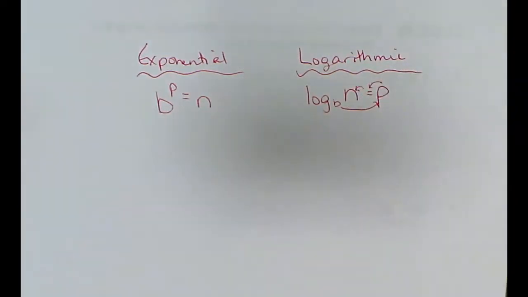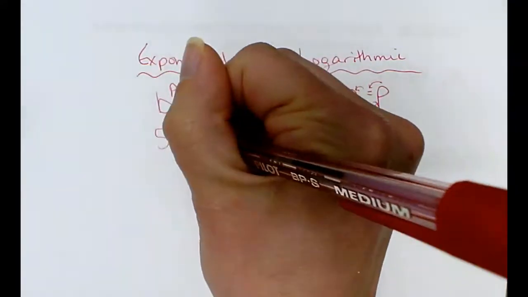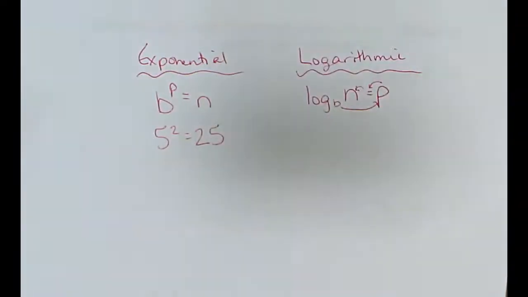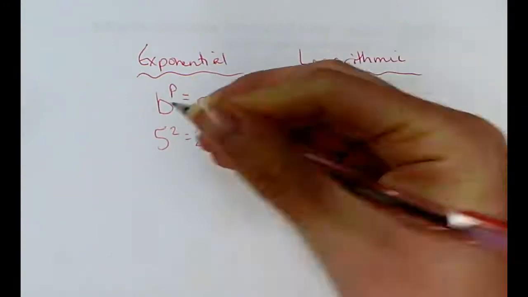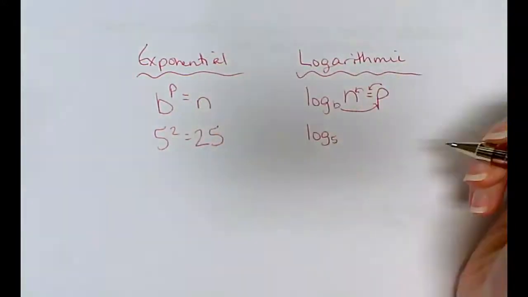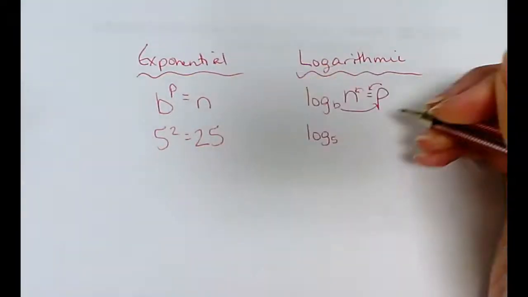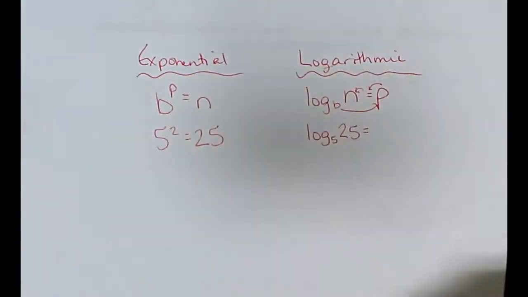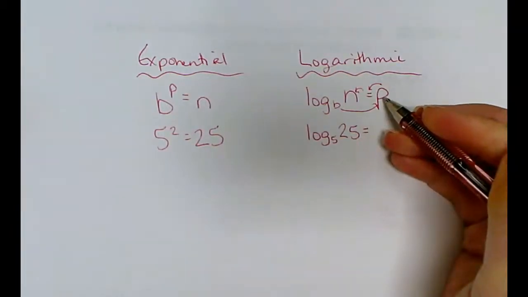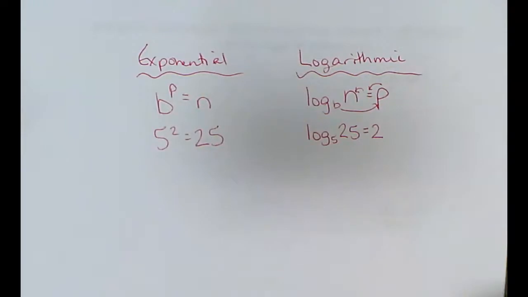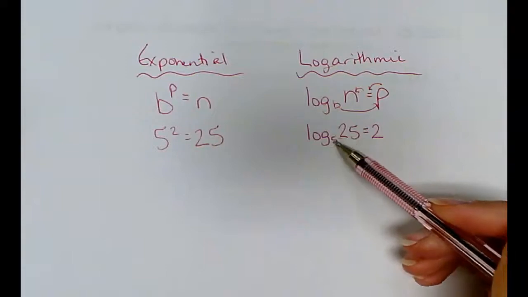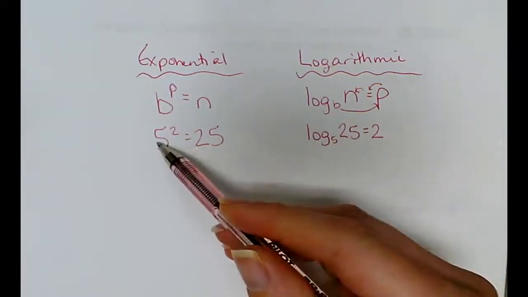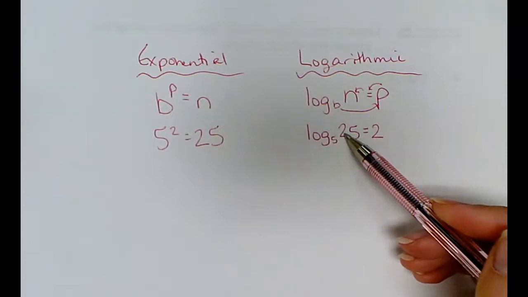If I gave you an exponential equation, 5 squared equals 25, we all know 5 squared equals 25, but rewriting it in logarithmic form, I would say log base b, so the base is 5, log base 5 of the number that it equals, 25, equals the power you had to raise 5 to get 25, which is 2. A little trick is that the 5 and the 2 will not be together here.